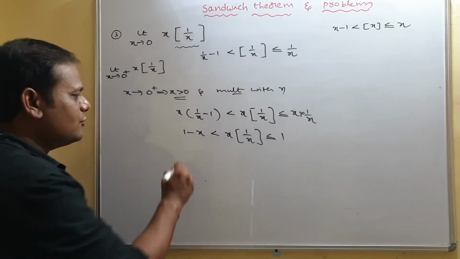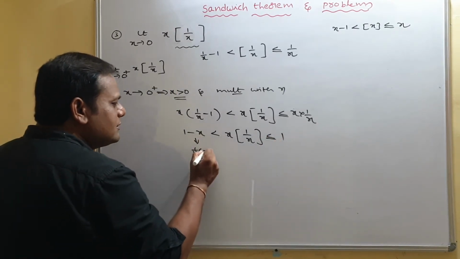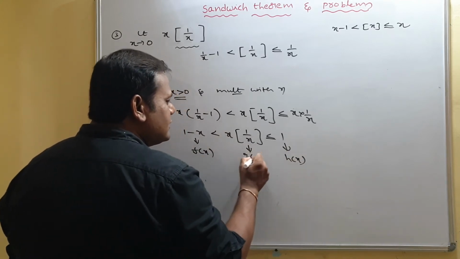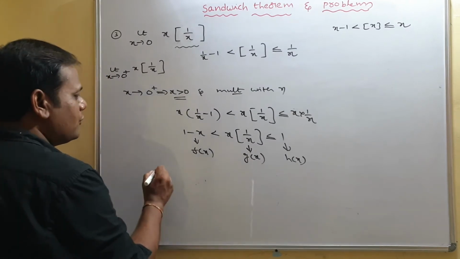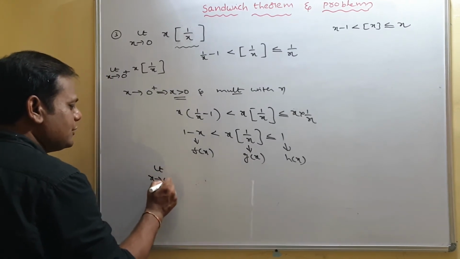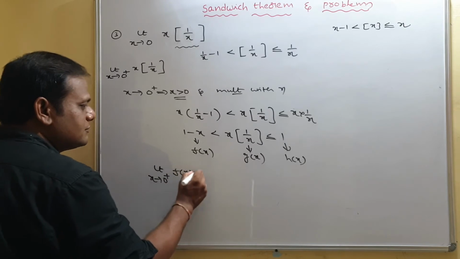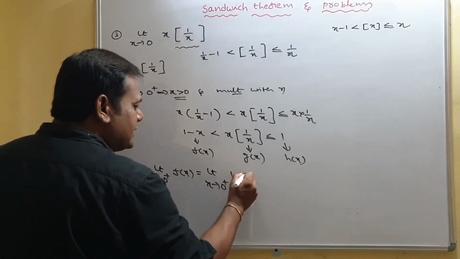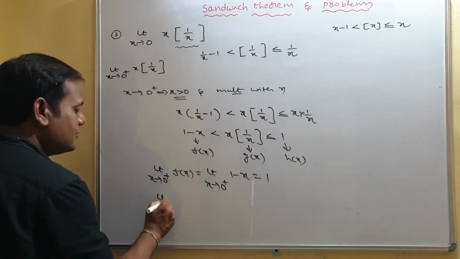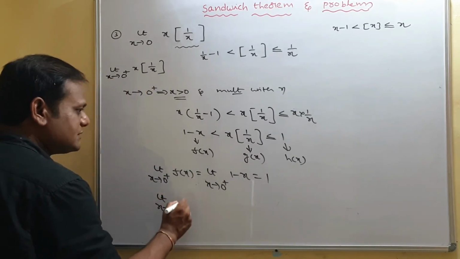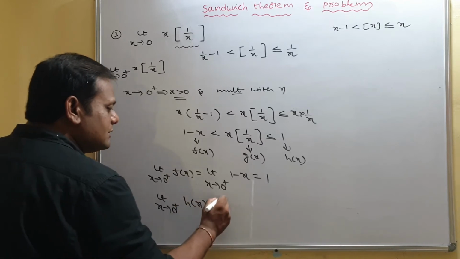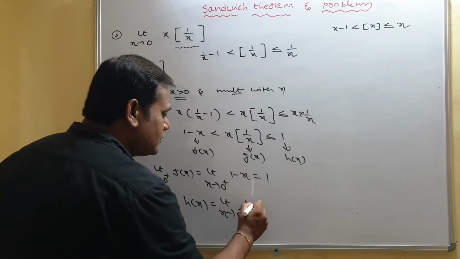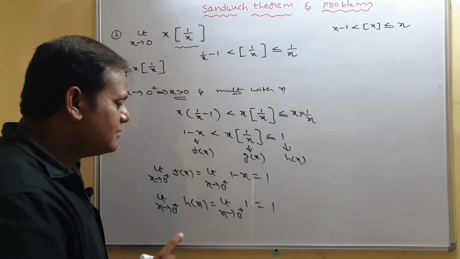Now this is function f of x, and this is the function h of x, and in the middle we want this, it is g of x. Now you take the limit as x tends to 0 plus of f of x. So limit as x tends to 0 plus of 1 minus x, it is 1, and limit as x tends to 0 plus of h of x. What is h of x? That is 1. So it is 1. Is it clear? Yes.